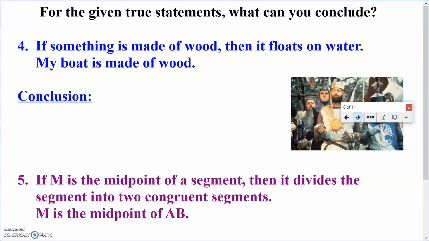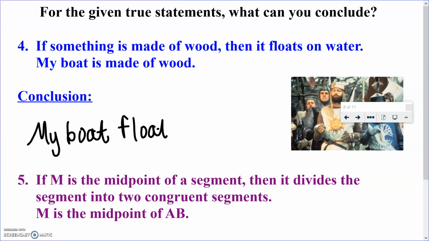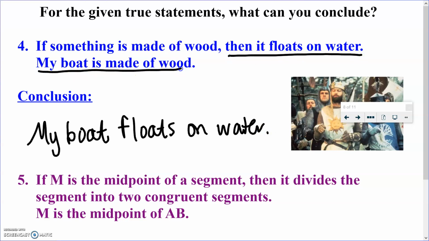So here's a conditional statement. If something is made of wood, then it floats on water. Okay, and so then I read the statement that says, my boat is made of wood. Well, that was the hypothesis part, and so we can then assume that the conclusion is true as well. So my boat floats on water. So we're just using this piece of the statement because we already saw the beginning there.